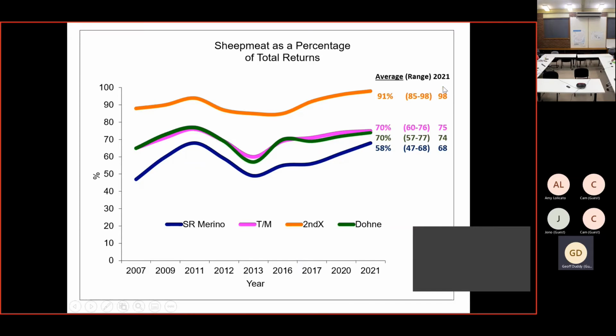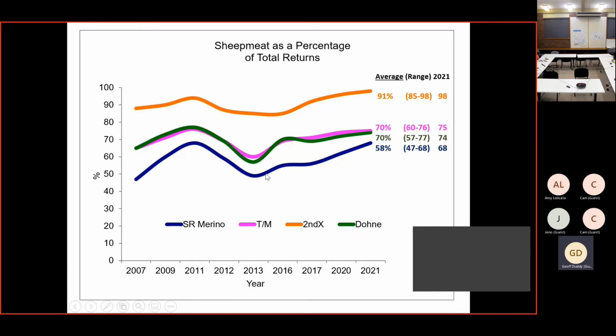As you understand, wool values for the first cross ewe are fairly low, and skin values have had a bit of a jump up in the last couple of weeks, but they're nowhere near what they used to be. If we look at the terminal merino, which is the pink line, and the green line, which is a doonie, they've pretty well all the way been sitting around the same. So at the moment, the terminal, like a white Suffolk over a merino operation, 75% of the income's coming from the sheep meat side, pretty much the same for the doonies.